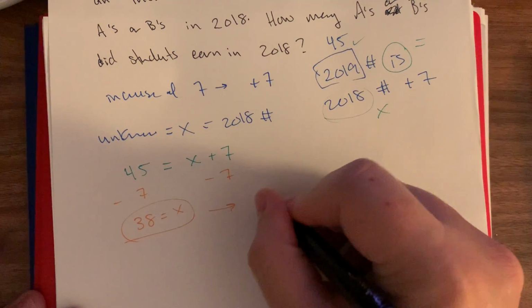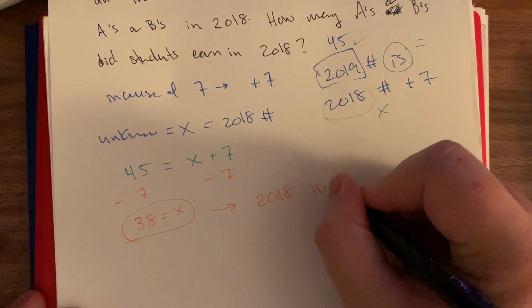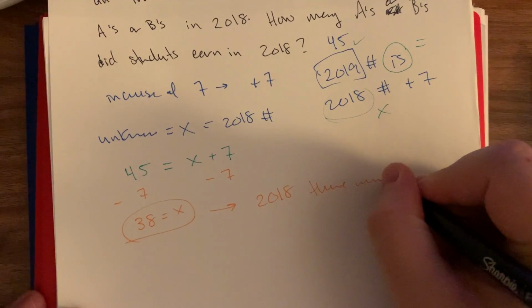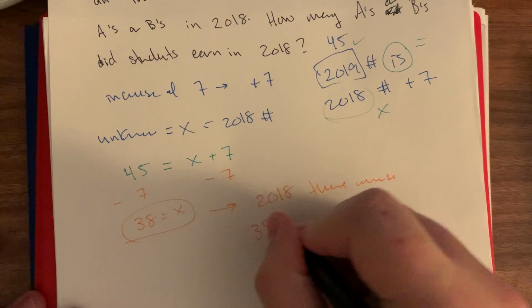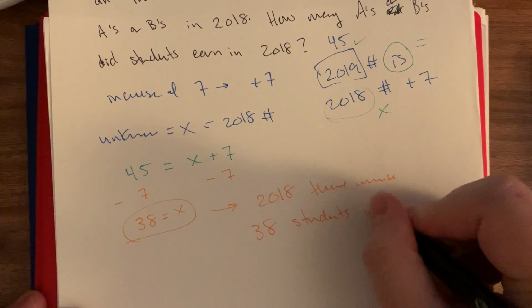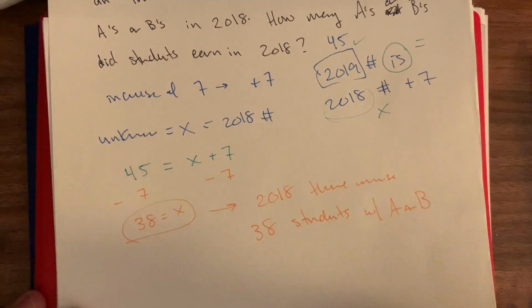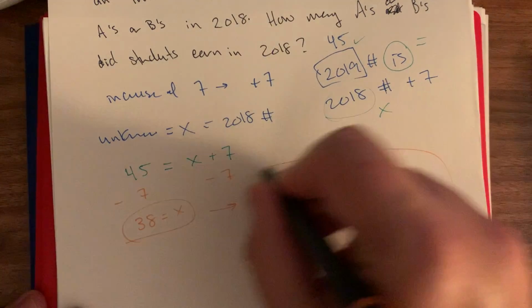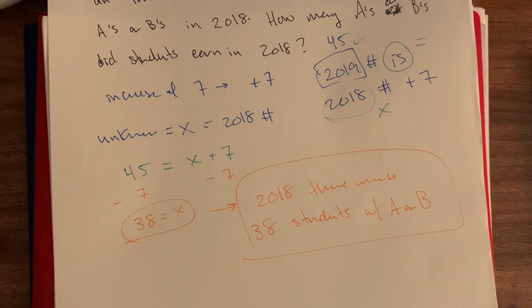Right? So in 2018, there were 38 students with an A or a B. So that was a lot of setup just to get one very, very simple equation. But that's how it goes.